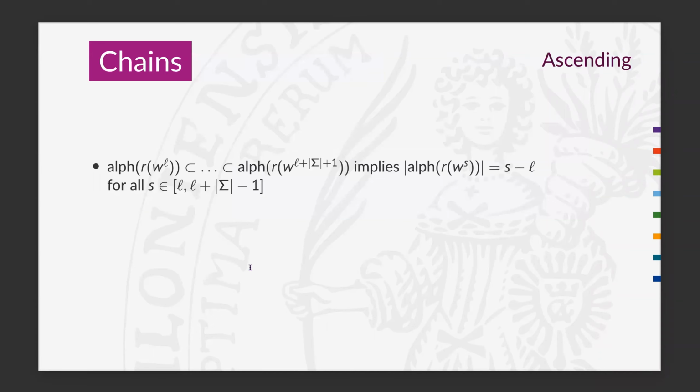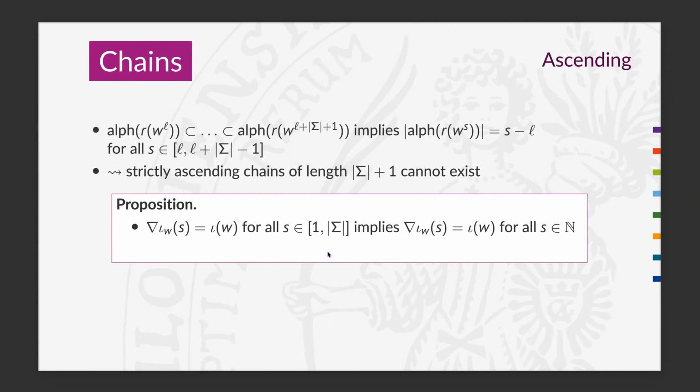So we have ascending chains, and these ascending chains imply that the cardinality of the alphabet of the rest is s minus l for all s in this interval, starting from l and going to l plus cardinality of sigma minus 1. But we know that strictly ascending chains of length cardinality of sigma plus 1 cannot exist. I only have sigma letters, and the rest is defined as there is at least one letter missing. So what we have is that the gross is iota.